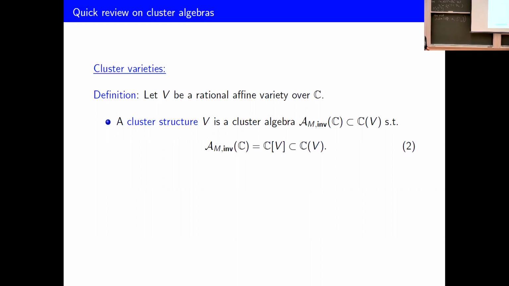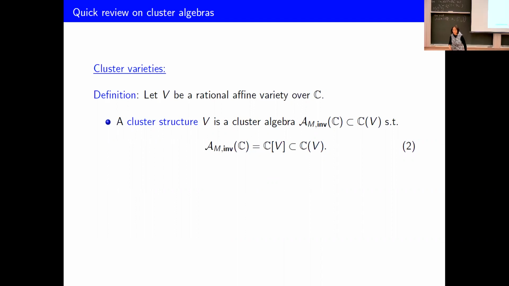Since it's a rational variety, you can look at its field of rational functions. So this CV means the field of rational functions. That's going to be the field I will be working with. This will be the ambient field. If you have a cluster algebra inside that ambient field, which happens to be equal to the coordinate ring of functions on your variety, then you say you have a cluster structure on V.